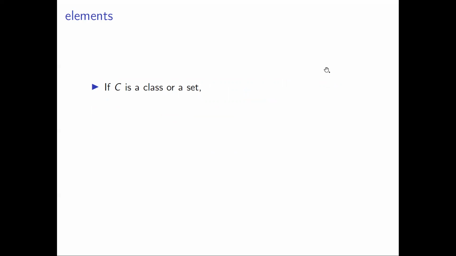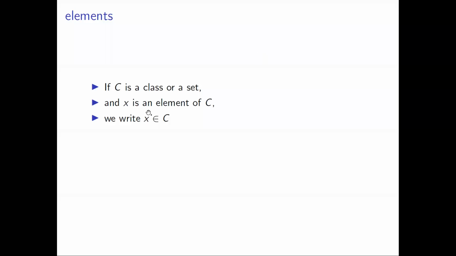If we have some class or set, let's give it a name, we'll call it capital C, and we have some X, which is an element of that class or set. There's a notation that we use which is very short, much shorter than writing out the words X is an element of C. We write X and then this symbol right here, the epsilon symbol, and then C. And that says that X is an element of C. A shorter way to say it is just X in C.